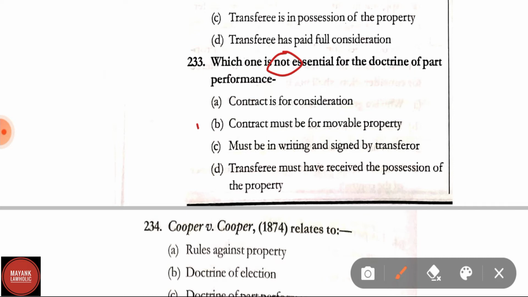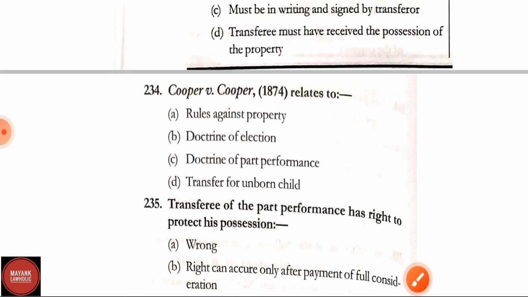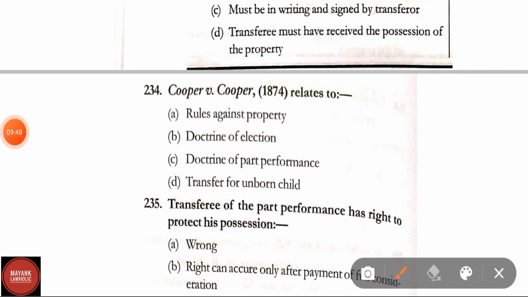Here the correct answer is option B. A contract for movable property is not essential for the doctrine of part performance. Question number 234. Cooper versus Cooper 1874 relates to rule against perpetuity, doctrine of election, doctrine of part performance, transfer for unborn child. Here the correct answer is option C, that is doctrine of part performance.